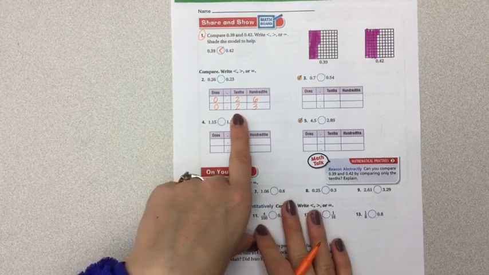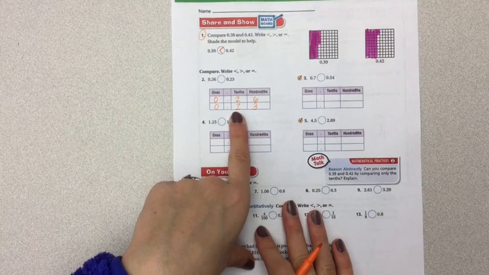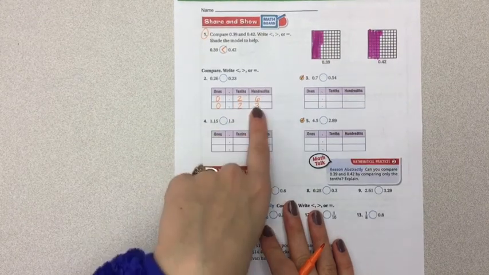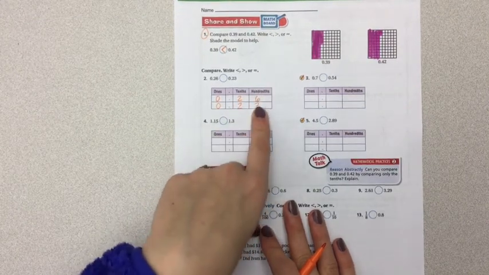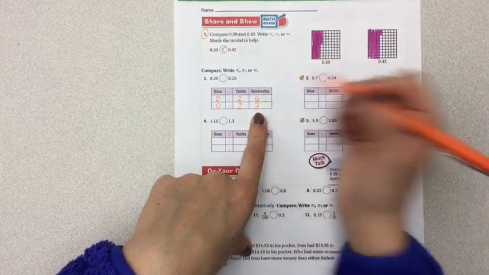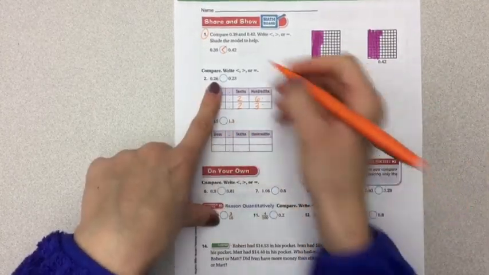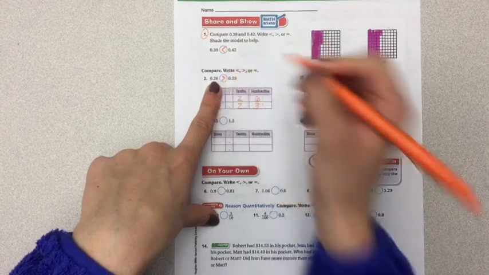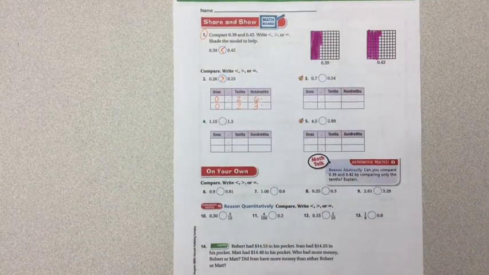As I said earlier, both of these numbers are the same in the tenths place, so we then move to the next greatest value, which is the hundredths place. Here we can see that 6 is greater than 3, so that means 26 hundredths is greater than 23 hundredths.